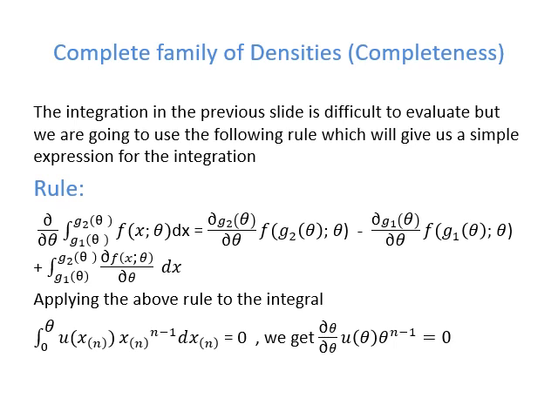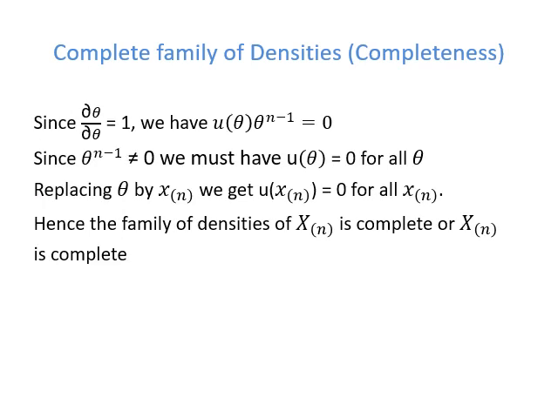So we only have for our particular integral partial theta with respect to theta, u of theta, theta power n minus 1. We equate this to 0, and at the end we want to show that this implies, if we have xn is a complete statistic, this implies that u xn should be equal to 0 for all xn. That is what we want to show.